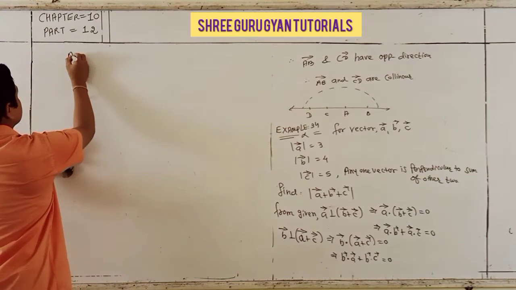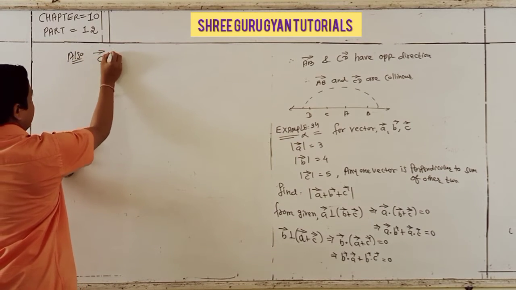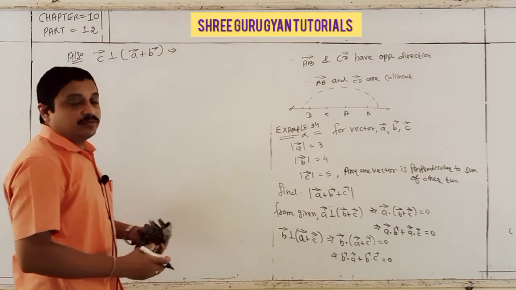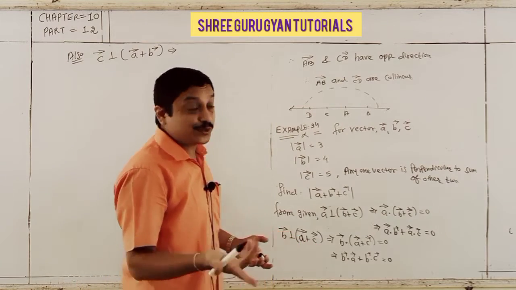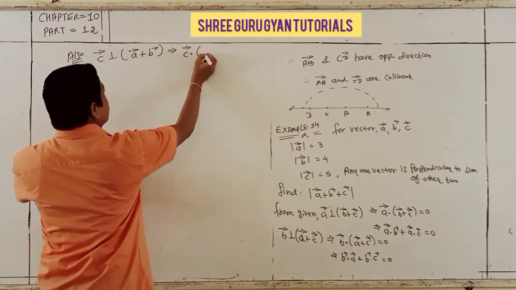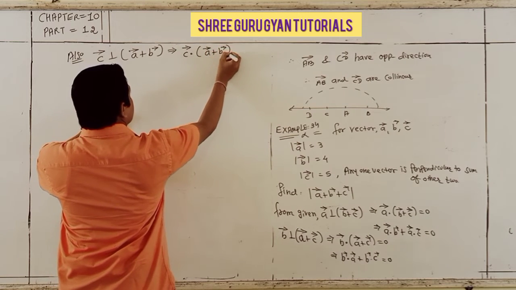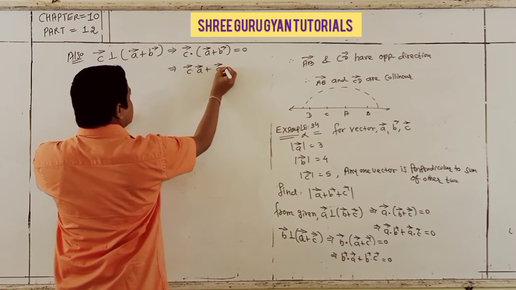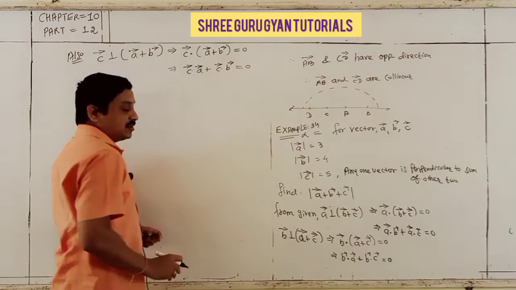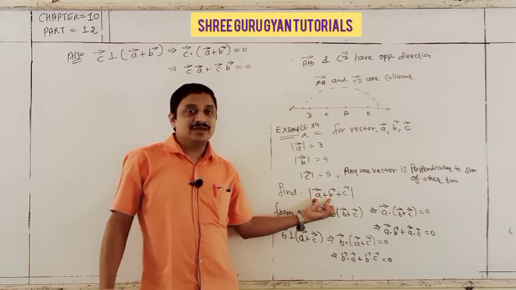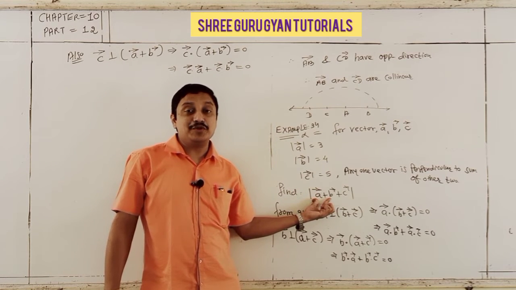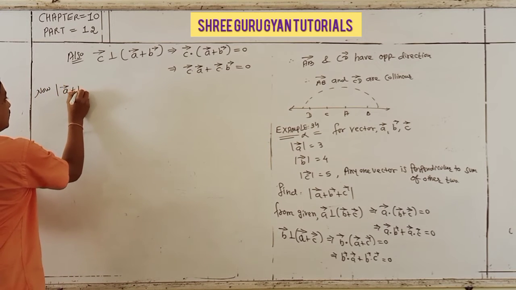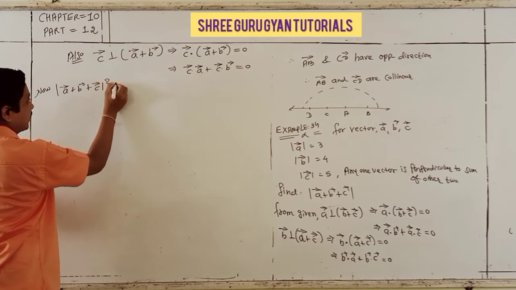So also C is perpendicular to A plus B. It means here also, students, perpendicular means dot product 0. It is C dot A plus B, so C dot A plus C dot B is equal to 0. Now I want the magnitude of A plus B plus C, so I start with the magnitude square: A plus B plus C, the whole square.